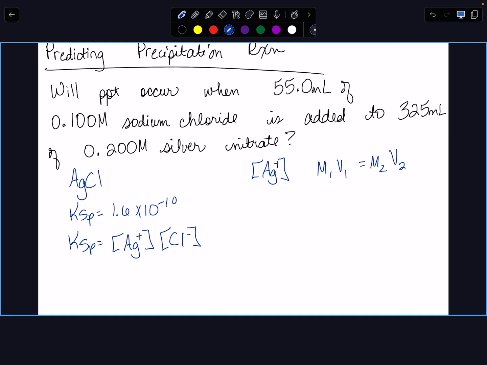Where's the silver coming from? The silver nitrate. So do you see that M1 is going to be 0.200 molar? What do you think V1 is going to be? 325 milliliters. What's M2?